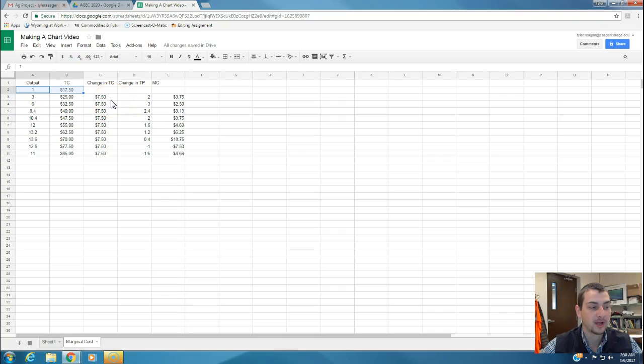Now, whenever you're actually doing this project, I really don't want to see change in total cost and change in total product in there. I don't want to see those columns. This is used as an example to show you how to calculate it.